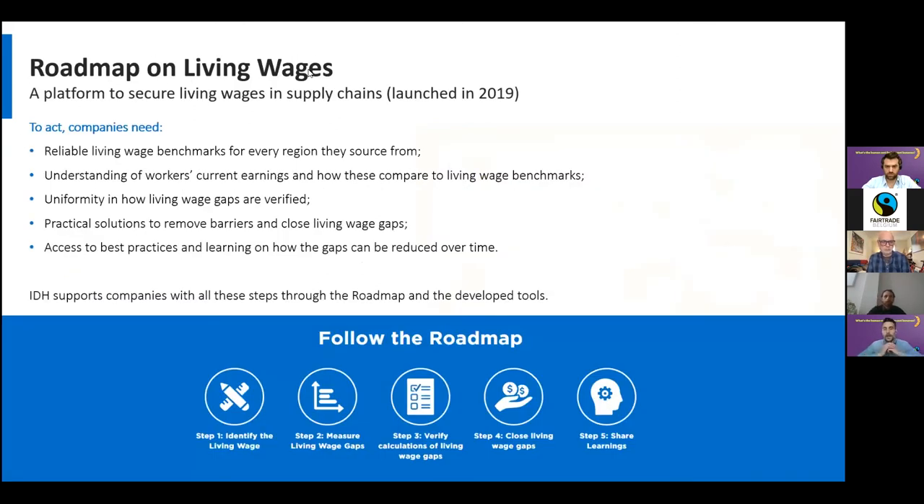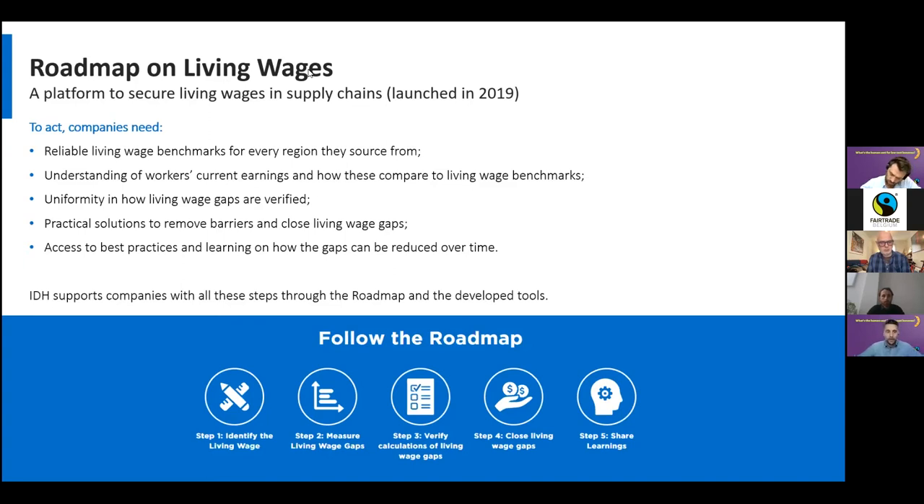I wanted to take a quick dive into the roadmap on living wages that was launched with a wide number of partners in 2019. I know Fairtrade is also part of that steering committee, but with the roadmap on living wages, what we really aimed to do is, again, create a multi-stakeholder setting that empowers partners in supply chains to make a move towards living wages. So again, I will not read all the details, but the roadmap is structured around five simple steps. The steps are simple, but the work behind it, of course, can be heavy and complex.